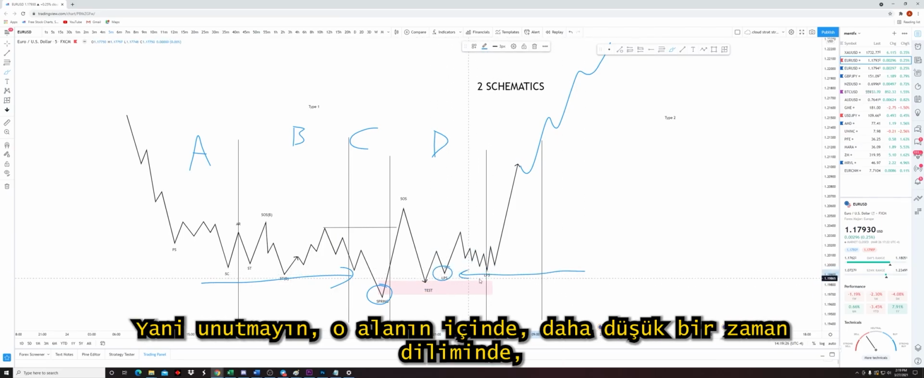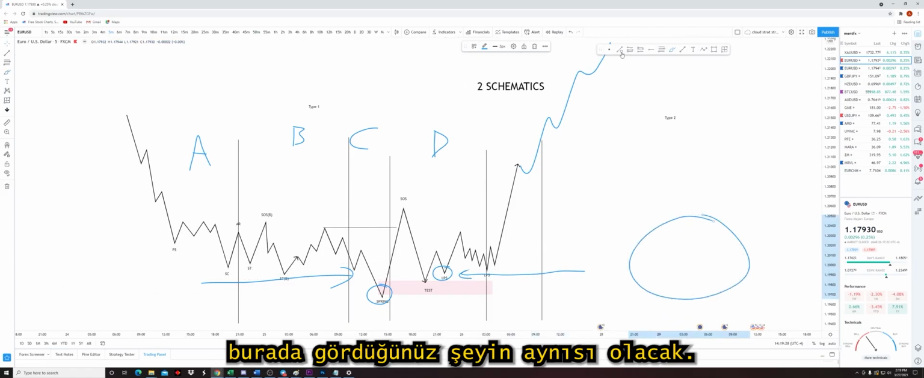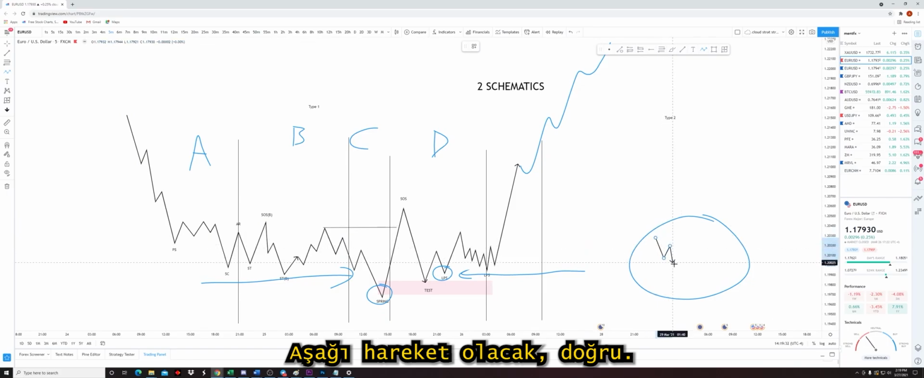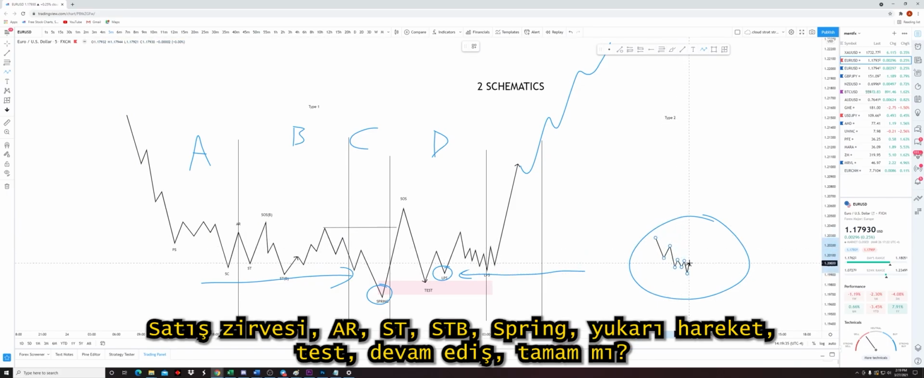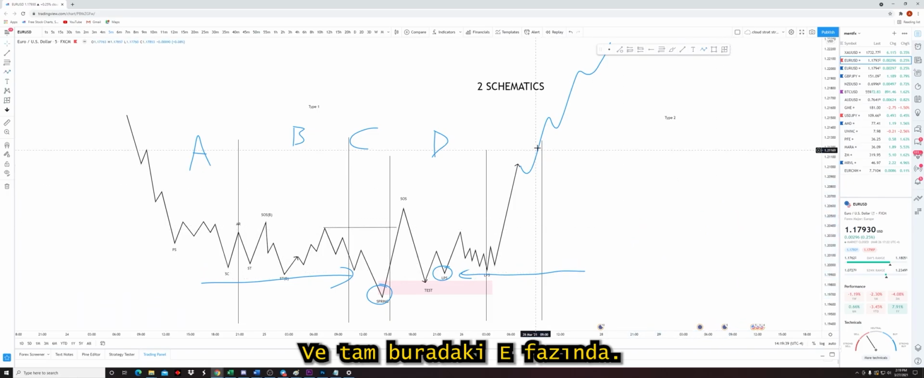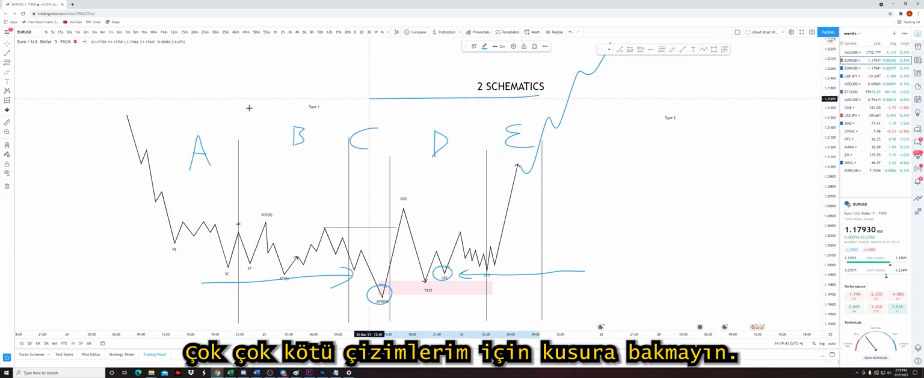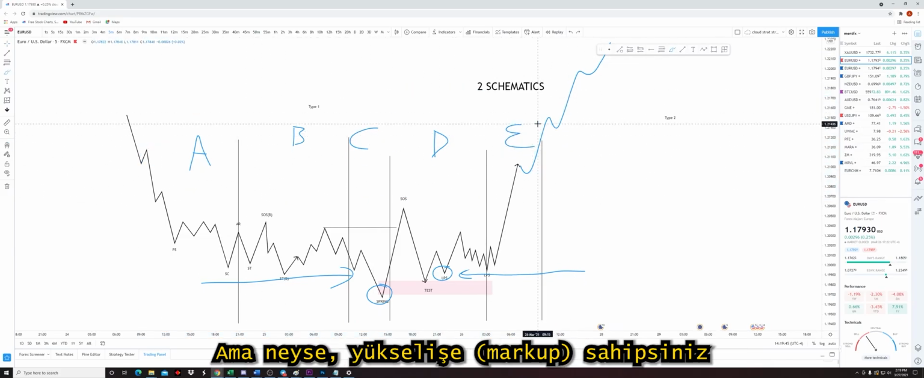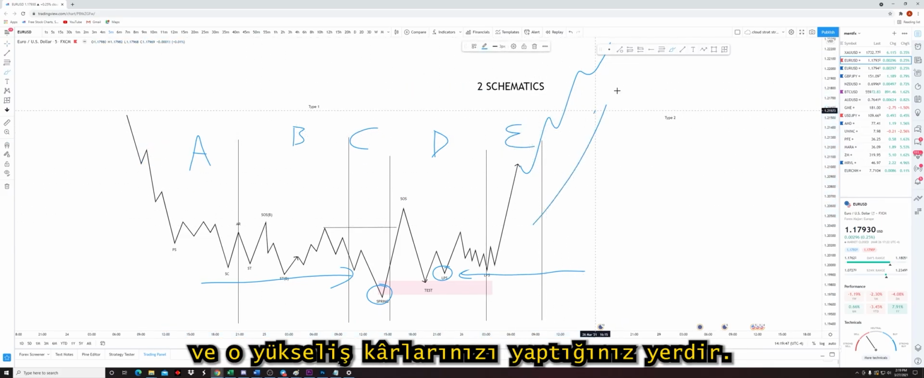So don't forget, inside of that area on a lower time frame, there's going to be the same thing that you see here. There's going to be the move down, right? Selling climax, AR, ST, STB, spring, move up, test, continuation, okay? And in phase E, right here, excuse all the very, very shitty drawings. It's because I'm on a mouse, but it's whatever. You have the markup, and that markup is where you make your profits.